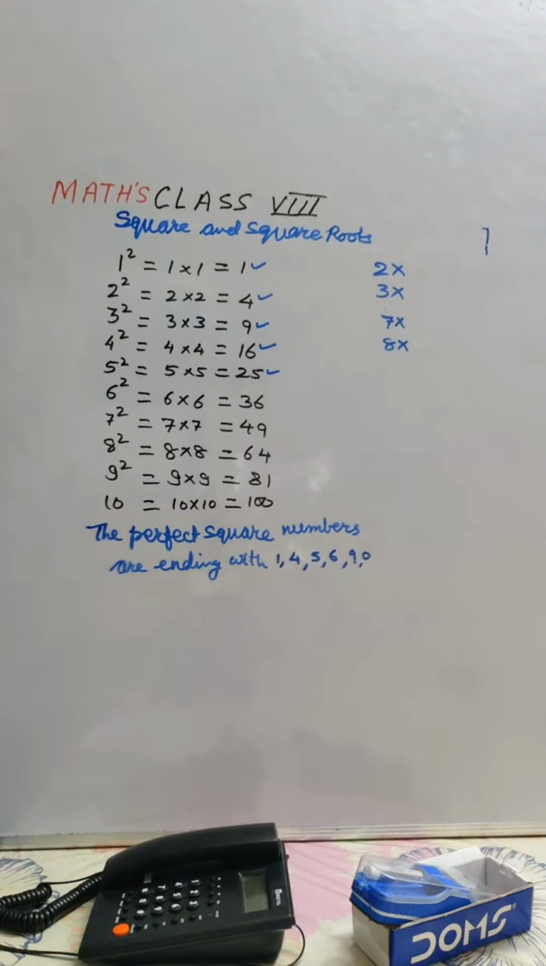So if the numbers are ending with 1, 4, 5, 6, 9 and 0, those can be a perfect square. If the numbers are ending with 2, 3, 7 and 8, those can never be a perfect square.